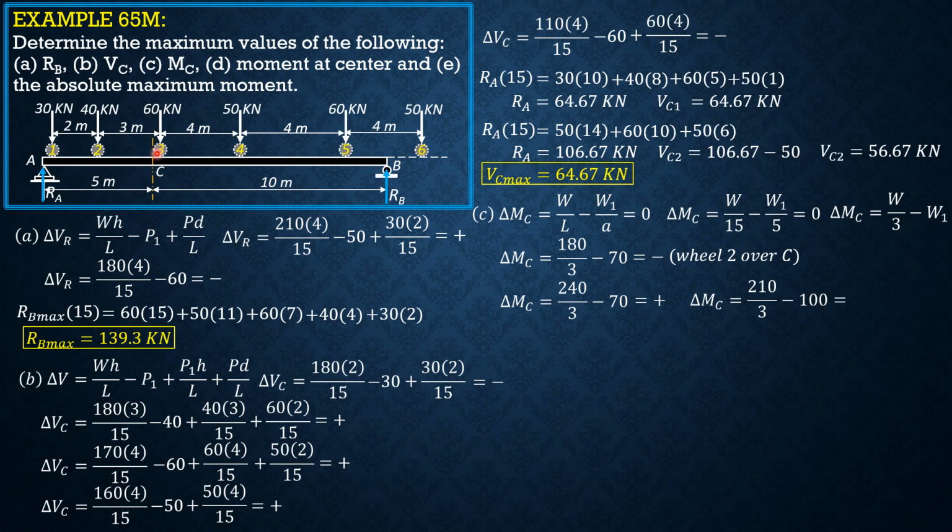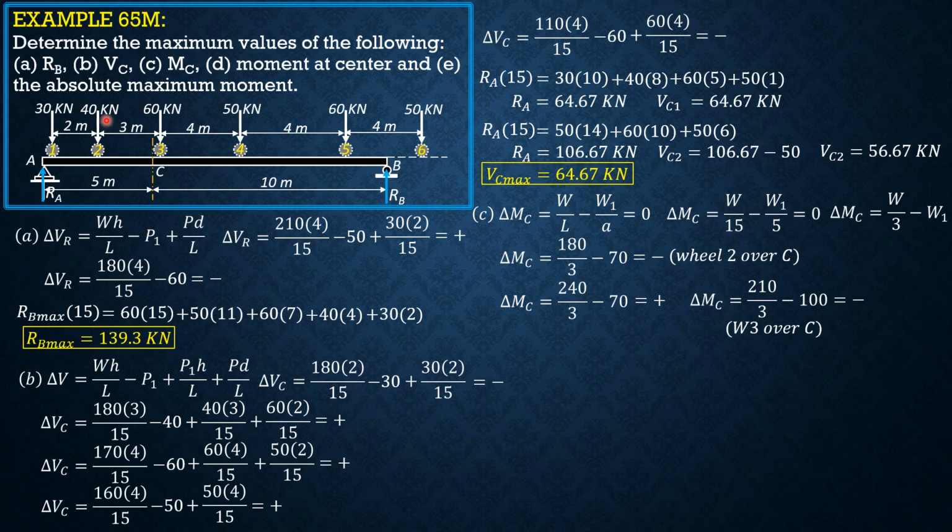So next is load 3 over C just to the left. So 60 will be part of W1 and 30 is no longer part because it is just to the left of support A. So W1 would be 40 plus 60 only when load 3 is just to the left.